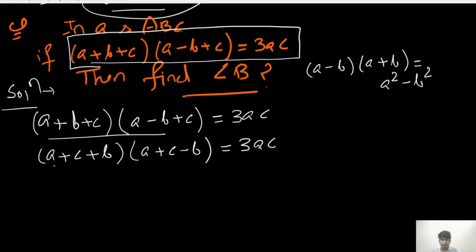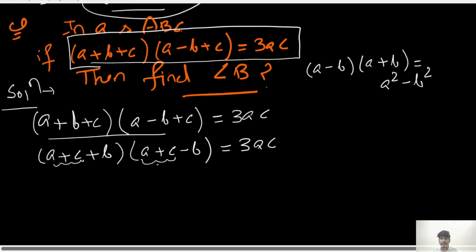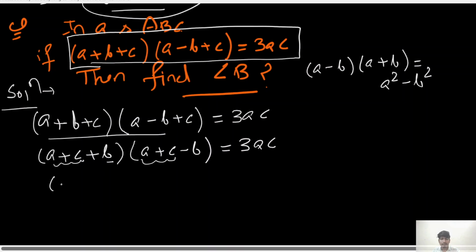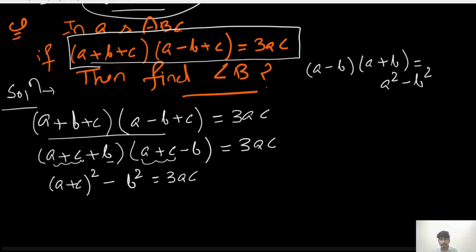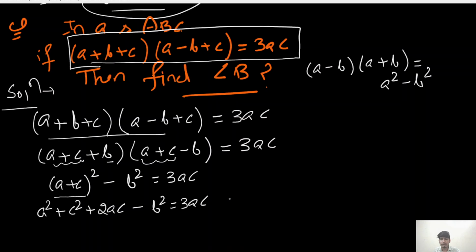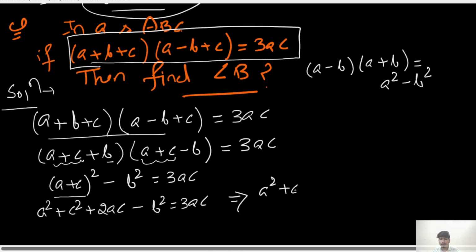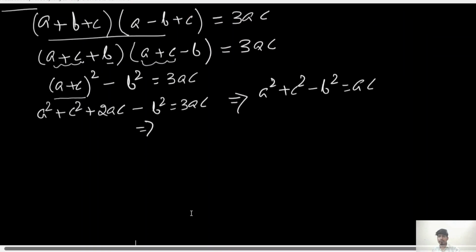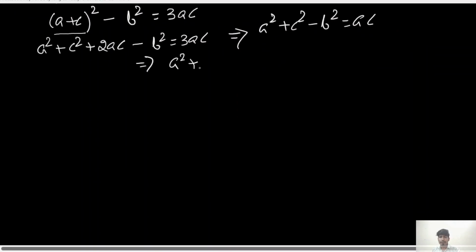Here a plus c works as a, and b is b. Then what we get? a square minus b square, but a is here a plus c, so this is equal to (a plus c) whole square minus b square, and this is equal to 3ac. Then expand this: a square plus c square plus 2ac minus b square is equal to 3ac. Then we get a square plus c square minus b square is equal to ac. So (a square plus c square minus b square) upon ac is equal to 1.